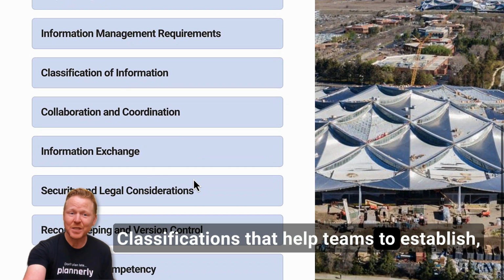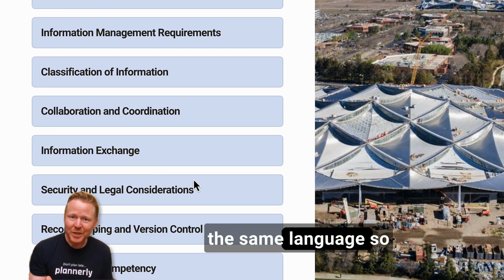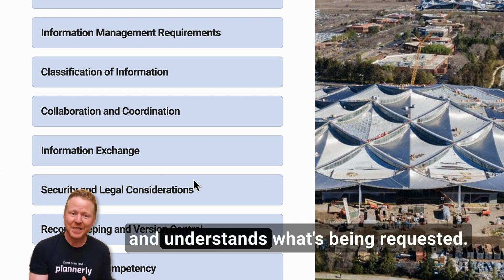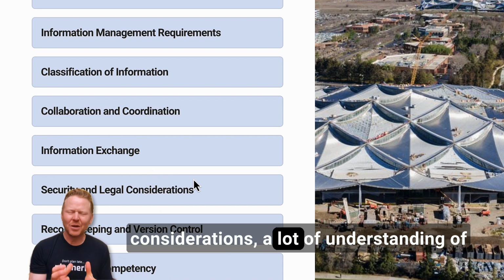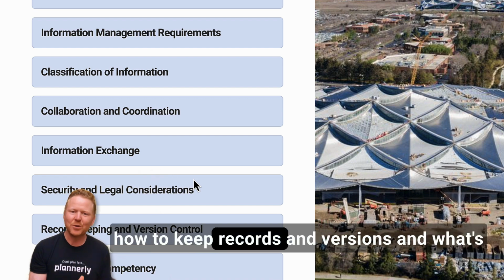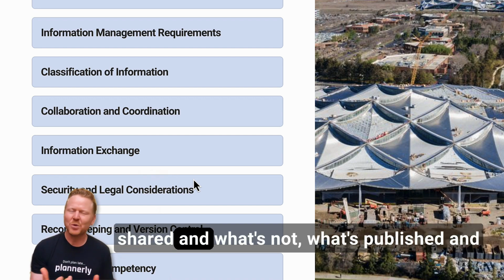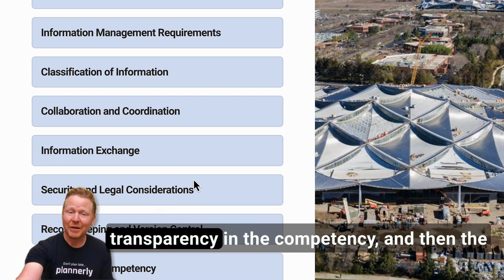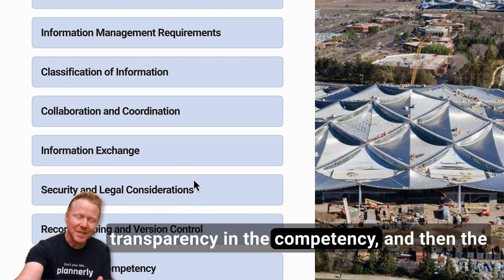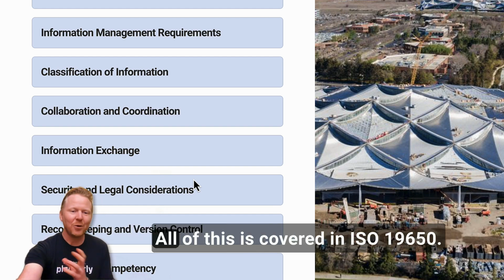Classifications help teams to establish the same language so that everyone communicates and understands what's being requested. Going right the way through, legal considerations, a lot of understanding of how to keep records and versions and what's shared and what's not, what's published and authorized for use, and understanding transparency in the competency and then the gaps for training. All of this is covered in ISO 19650.